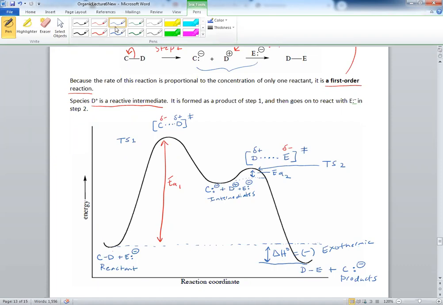Where is step 1? I know it's going to become fuzzy, but let me show you. Step 1 is basically this. This is step 1. Step 2 would be this right there.